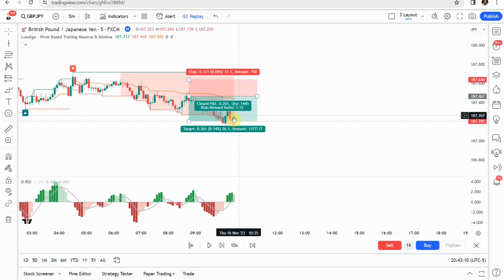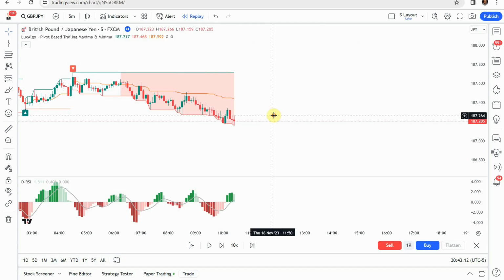And so you see that we make a really nice push pretty much straight down there, getting us to our take profit. Let's go ahead and look at a long trade now.